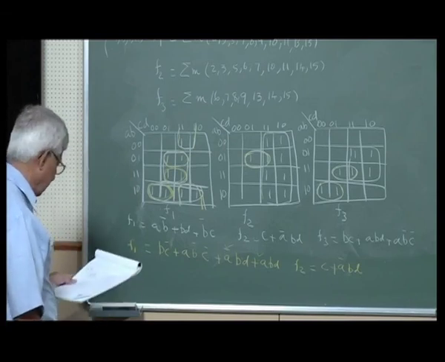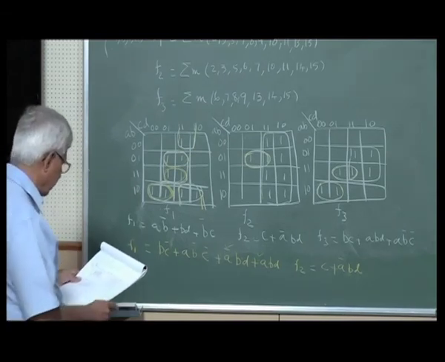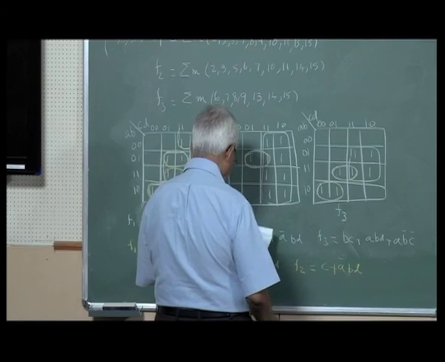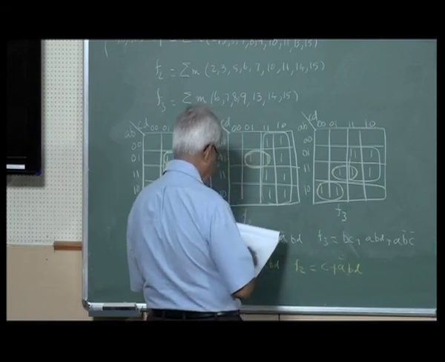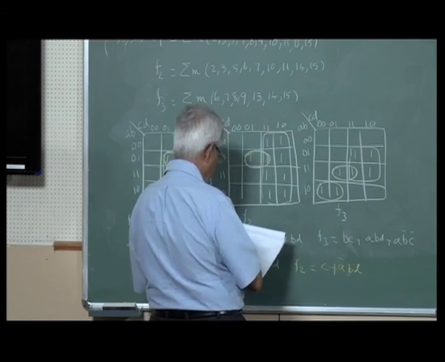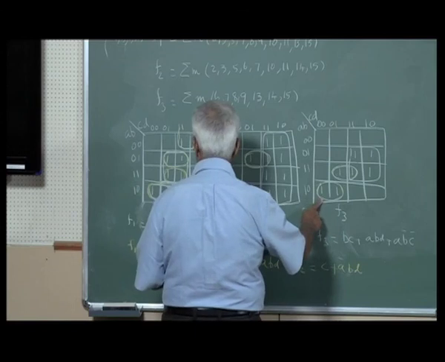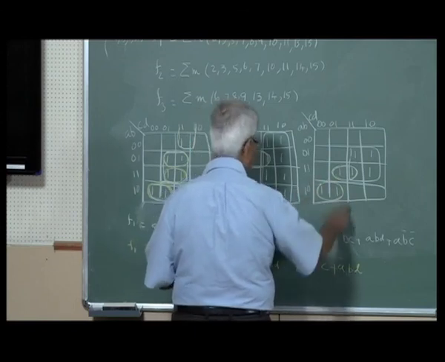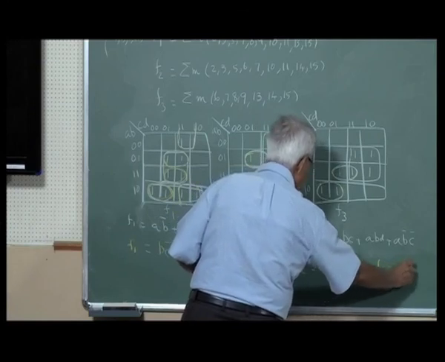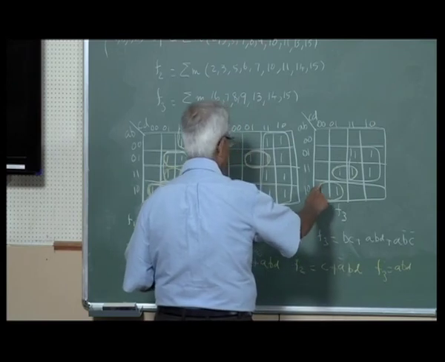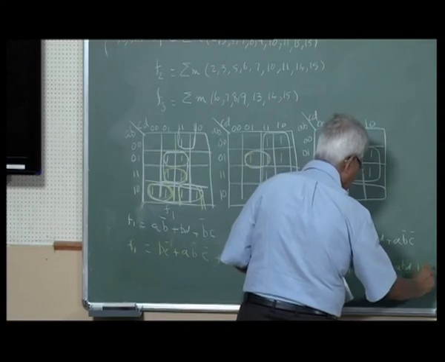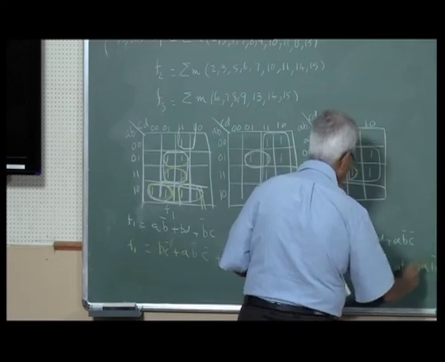Third one is this. Since I have now combined this and this, and this and this, I am going to have some common terms here. ABD was originally there, this is ABD. F3 is ABD, this one is A B bar C bar, and this is BC.